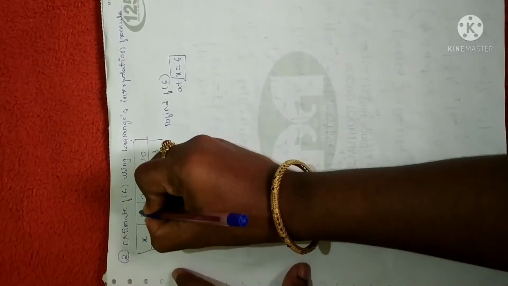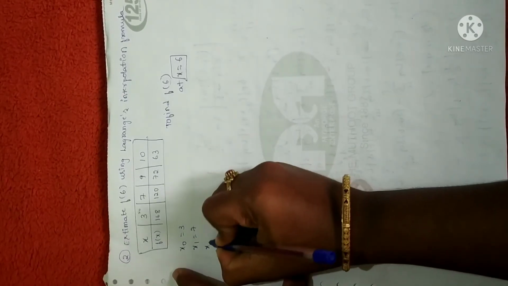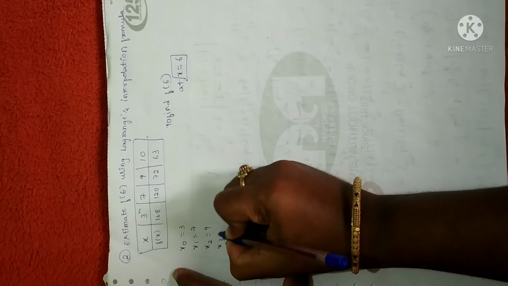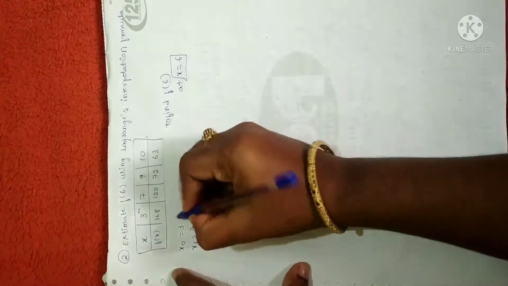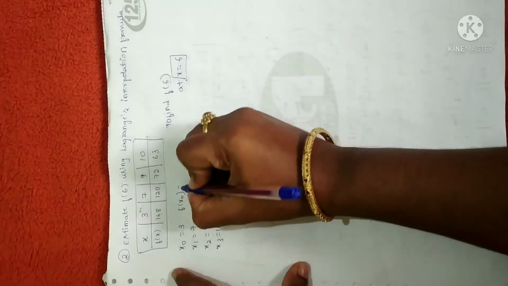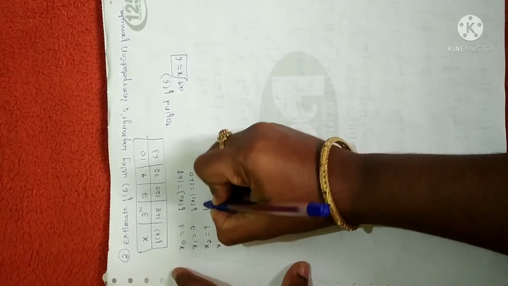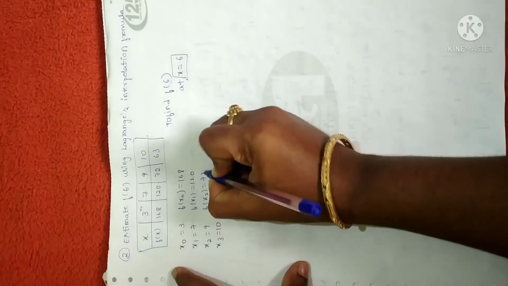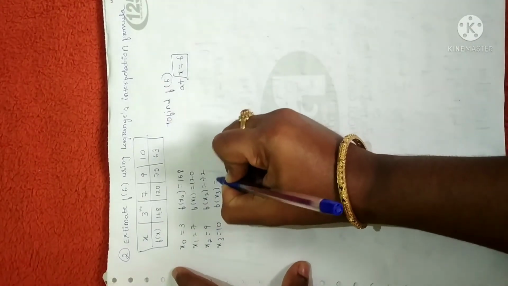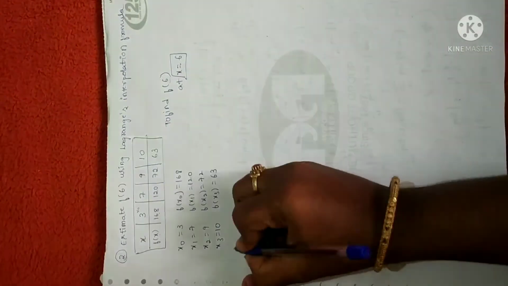So the first value will be x naught as usual. x naught is 3, x1 is 7, x2 is 9, x3 is 10. So it is also a 4 point formula. Next, what is the value of f of x naught? This is x naught, so f of x naught will be 168, f of x1 is 120, f of x2 is 72, f of x3 is 63. Clear? After listing the terms, what you have to do is write the formula.